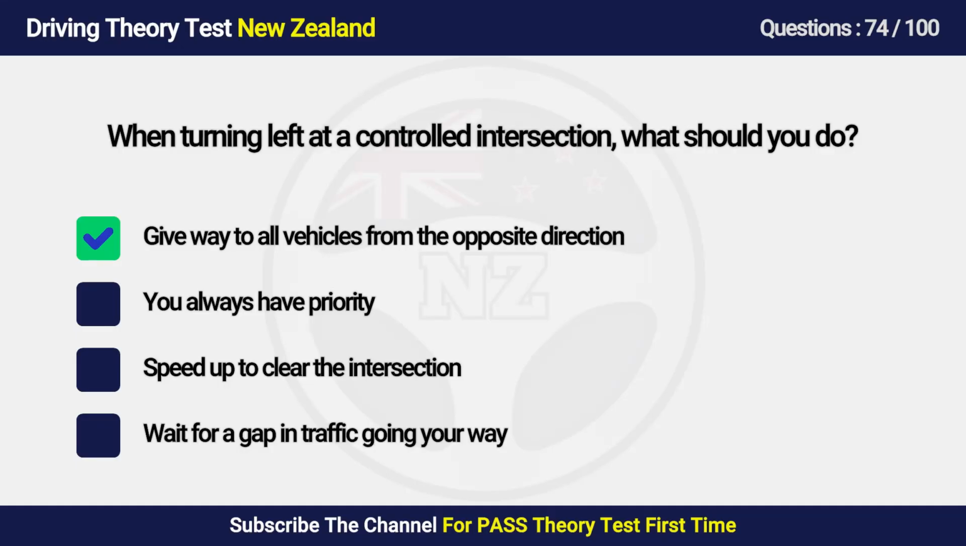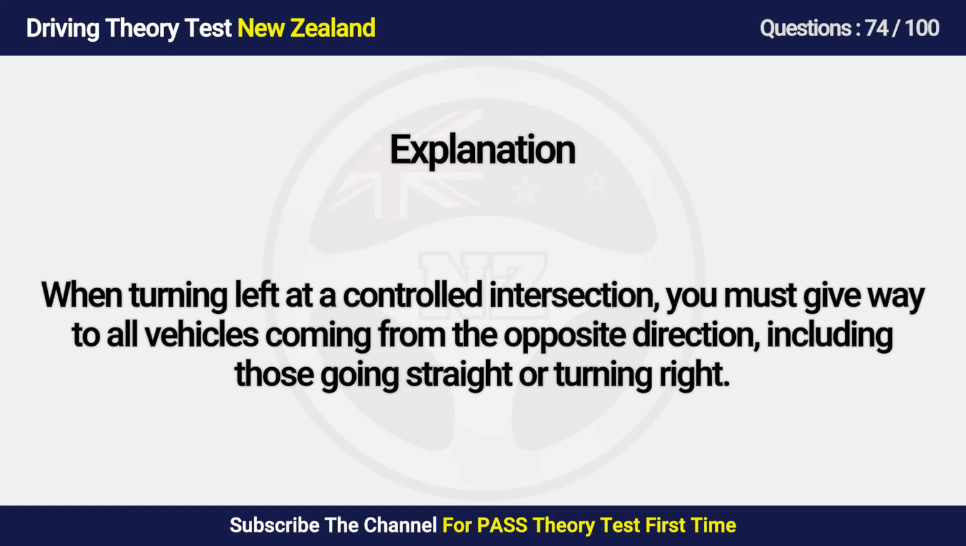Answer is A. Give way to all vehicles from the opposite direction. When turning left at a controlled intersection, you must give way to all vehicles coming from the opposite direction, including those going straight or turning right.